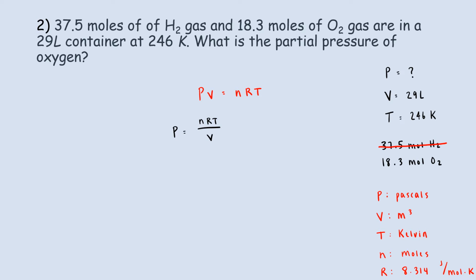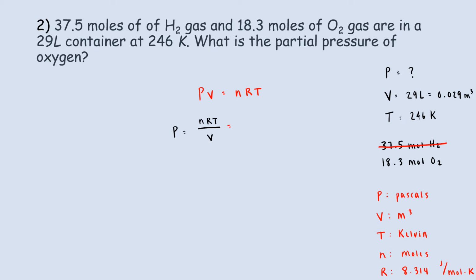Now I said that volume needs to be expressed in terms of meters cubed. I know that in 1 meter cubed there are 1,000 liters. So if we have 29 liters, then that means that we have 0.029 meters cubed. We are asked to report our answers in terms of atmospheres, but we'll just do that at the end.